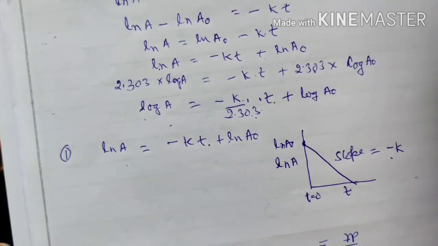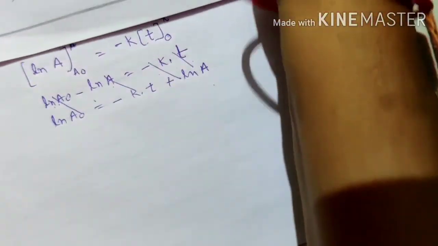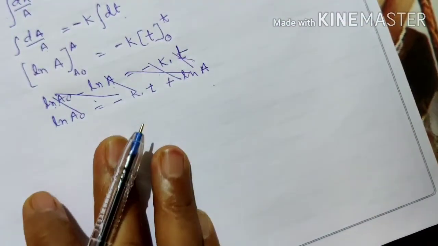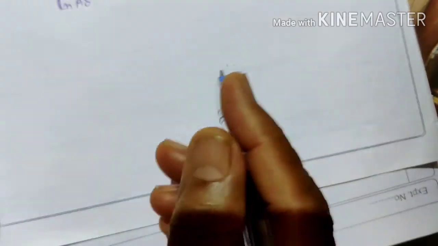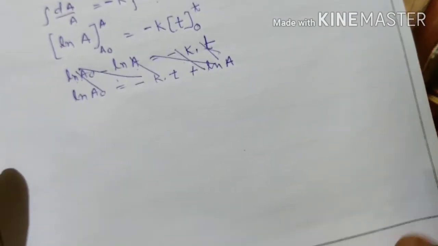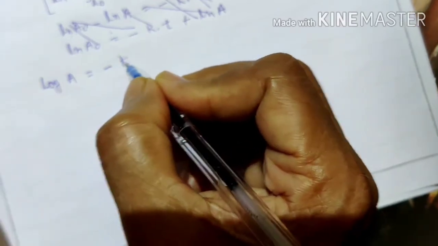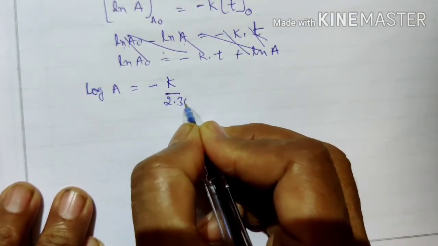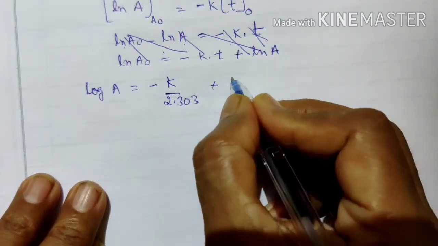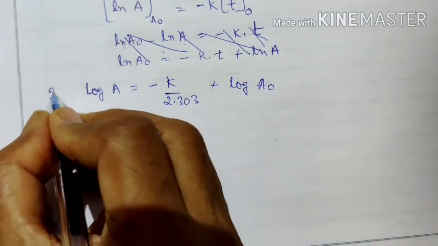So now we will draw the graph for the second equation, that is log A is equal to minus k upon 2.303 t plus log A0. So this is the second equation.